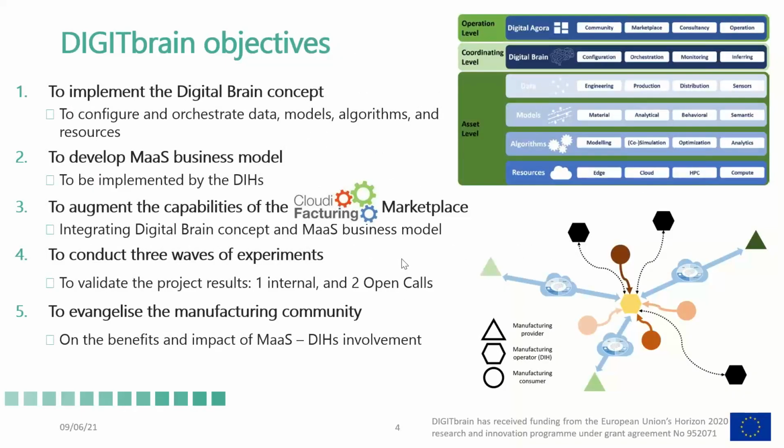Well, the main objectives of the project, the idea is to integrate all the development in the DigitBrain platform. So starting from the digital brain concept that configures and orchestrates everything, so the data, the models, the algorithms, resources, etc. We have also created the manufacturing as a service business model that will be or is being implemented by the digital innovation hubs in the project. We will integrate DigitBrain in the cloud factoring marketplace, so both the digital brain concept and the manufacturing as a service business model.